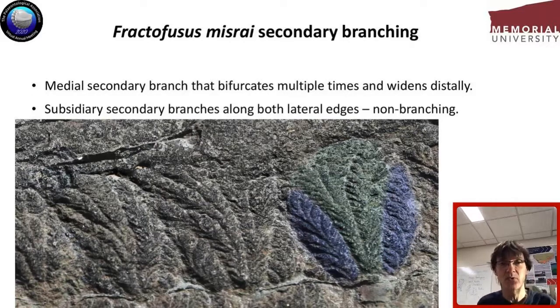If we look to the left and the right of this medial branch, we can see what we refer to as subsidiary secondary branches. These are found on both sides of the primary branch and are non-branching.